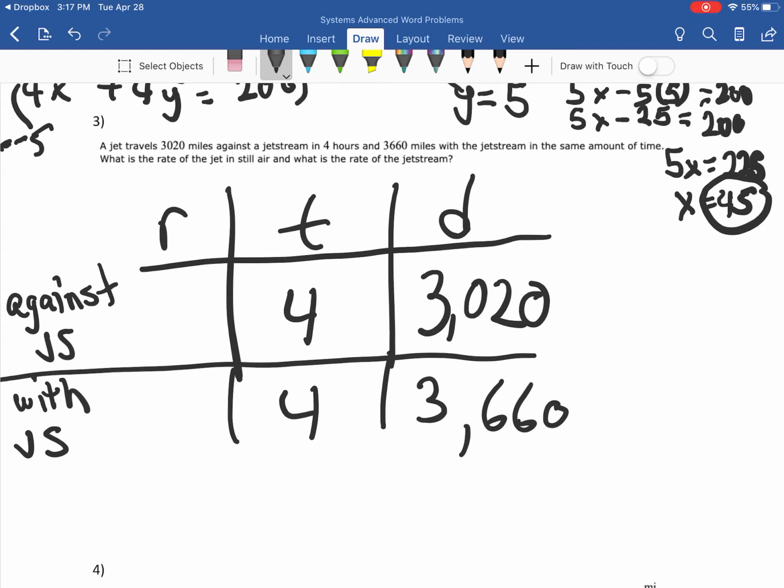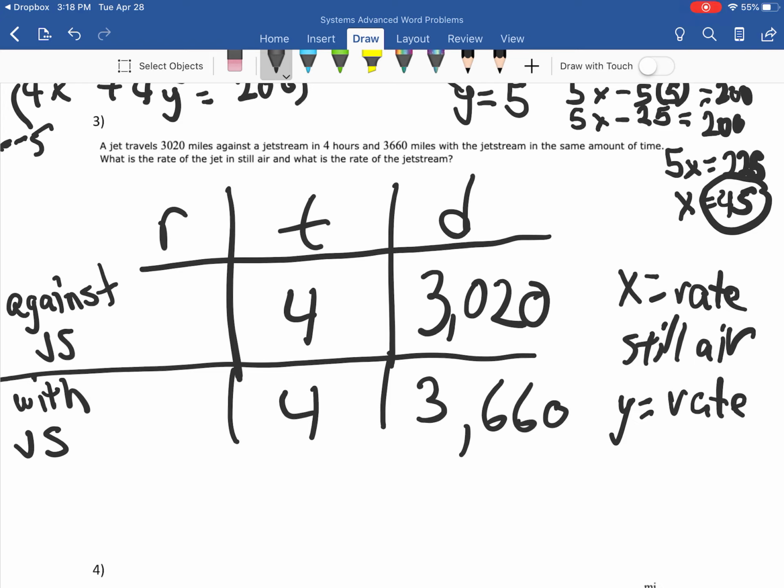So against the jet stream, we're going to slow down. I'm going to say x will be rate in still air, the normal speed of the jet. y is going to be rate of jet stream.